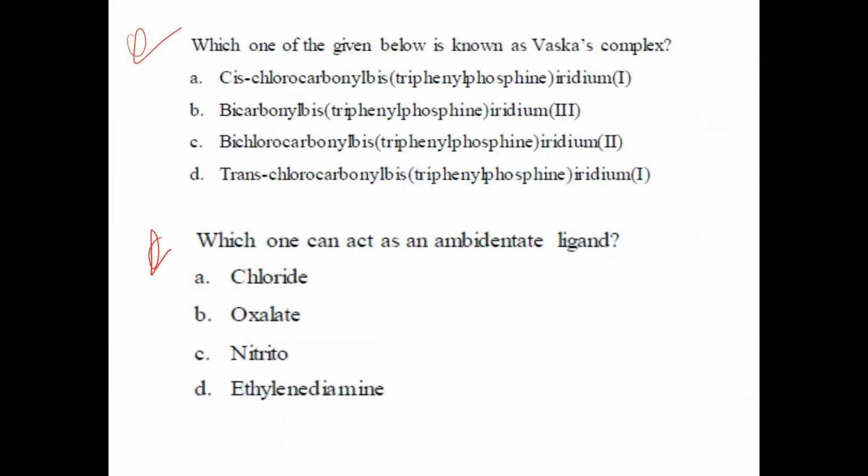So the next question is related to the Vaska complex. You have to tell the nomenclature of the Vaska complex. And the second one, a normal question: you have to identify the ambidentate ligand. So just try to get the answer and tell me. Vaska complex is an iridium based complex, right? The structure of this Vaska complex should be in your mind, and just write it, and you can easily get the nomenclature.